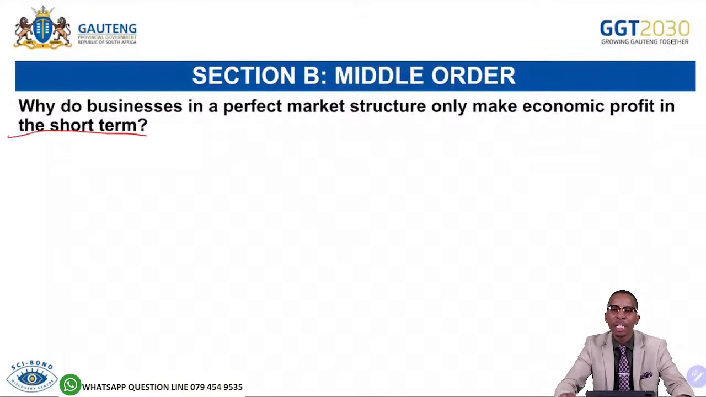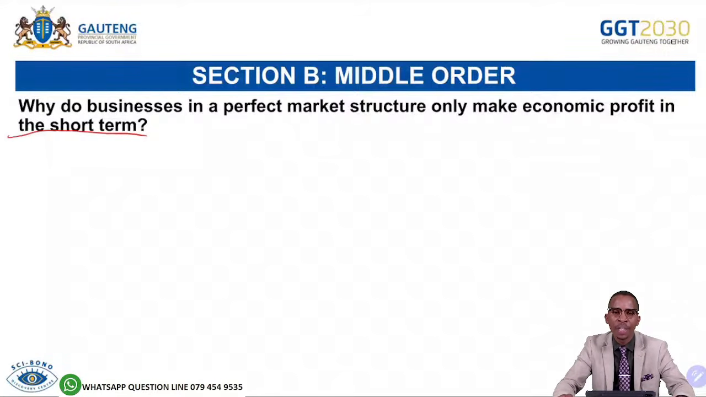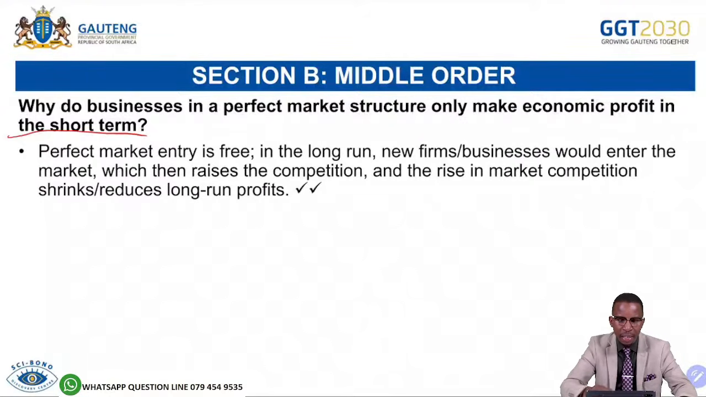If these businesses are making profit in the short run, they attract the entry of new businesses to enter the market and compete. As these firms enter the market, competition increases and the market share is reduced for existing firms, which reduces their profit. So in a perfect market, entry is free in the long run. New firms or businesses would enter the market, which then raises competition. The rise in market competition shrinks long-run profits from economic profits to normal profits.